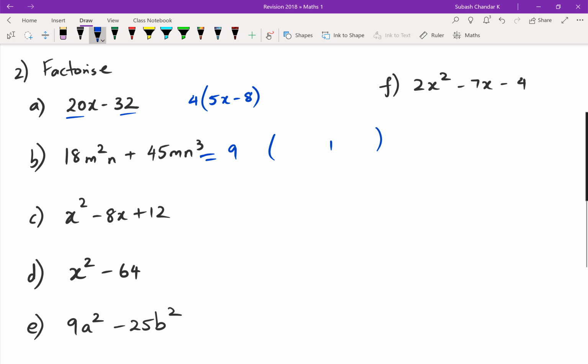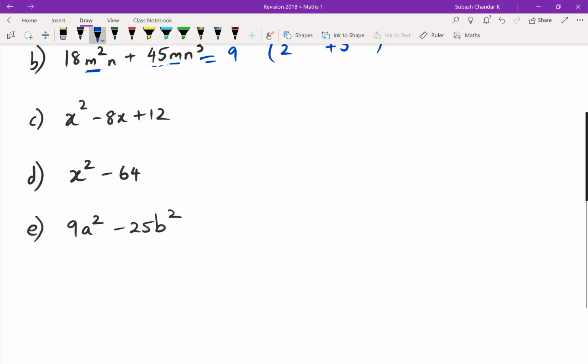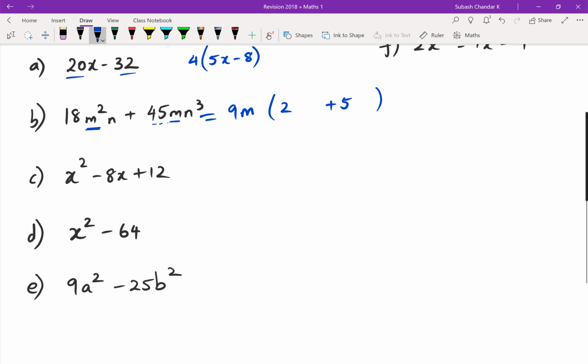And I know that 9 times 5 is 45. So I'm going to put that 5 there. Okay? Now if I look at the m squared, so the first one, in this case it's m squared, in this case is m. So if you look at m squared and m, what's the lowest common factor? It's actually going to be m. So then I can write this as m and m there.